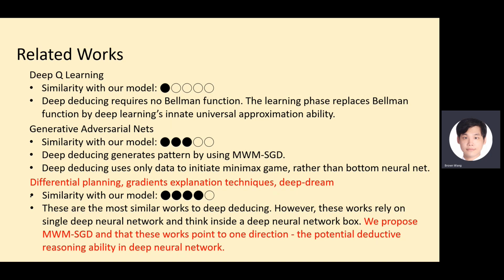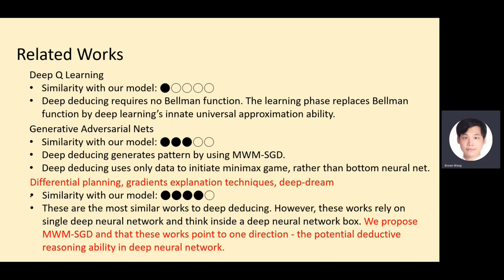Second is the generative adversarial nets. It has a higher similarity with our model. However, deep learning generates patterns by using NWSGD rather than bottom neural network. Also, deep learning uses only data to initiate minimax scan. For example, as in the application in tic-tac-toe, we split the data of player A's action and player B's action. Then we train their actions respectively according to a minimax scan. So deep deducing uses only data to initiate minimax scan rather than bottom neural network.